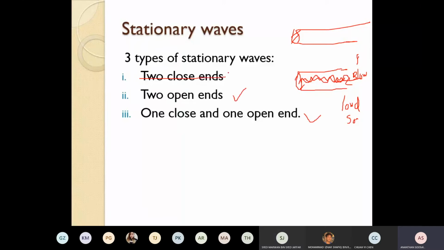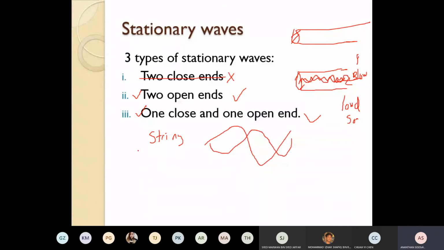Two closed ends is not in our syllabus. We only do these two: two open ends and one closed end pipes. Okay, and stationary wave also happens in a string. Stationary waves happen as shown in the video, where a string is used to form a stationary wave.